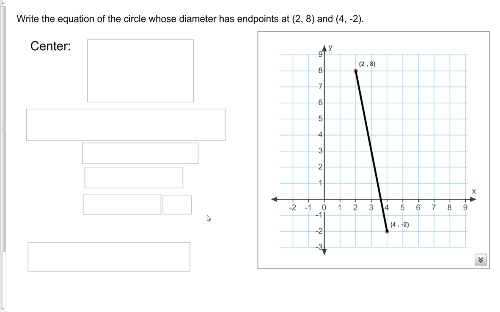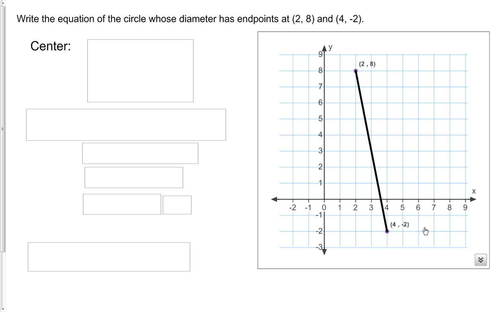I went ahead and plotted these on a graph just to get a good visual of what this looked like. So we're going to have a circle that goes through something around these edges here, but we know that this is going to be our diameter, this line between (2, 8) and (4, -2).